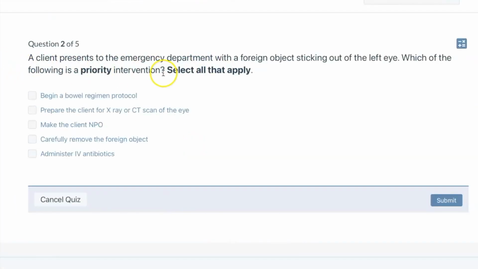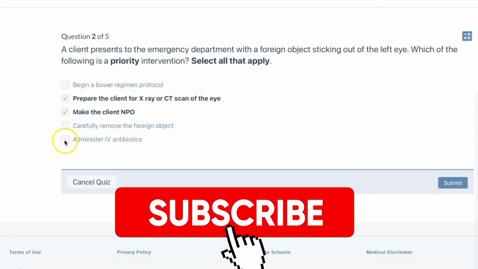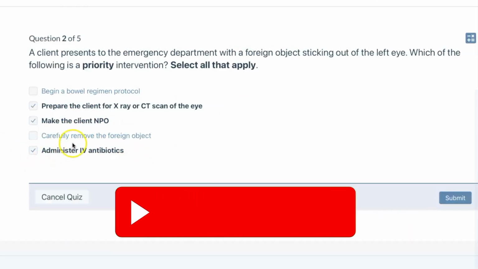A client presents to the emergency department with a foreign object sticking out of the left eye. Which of the following is a priority intervention? Select all that apply. Begin a bowel regimen protocol? No. Prepare the client for X-ray or CT scan of the eye. Make the client NPO, perhaps, if they need surgery. Administer IV antibiotics and carefully remove the foreign object.